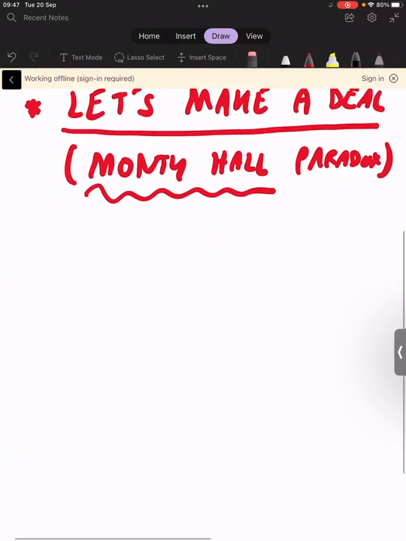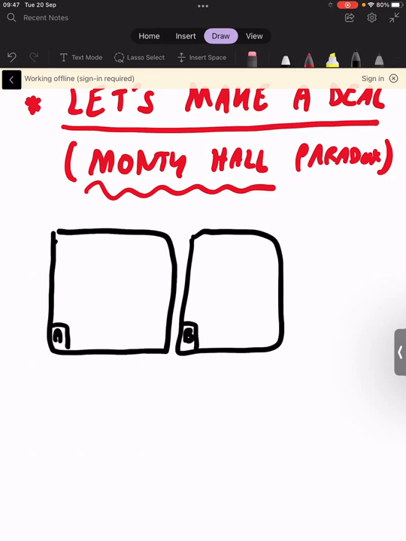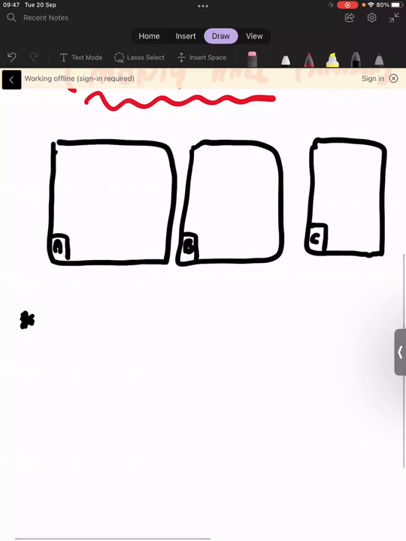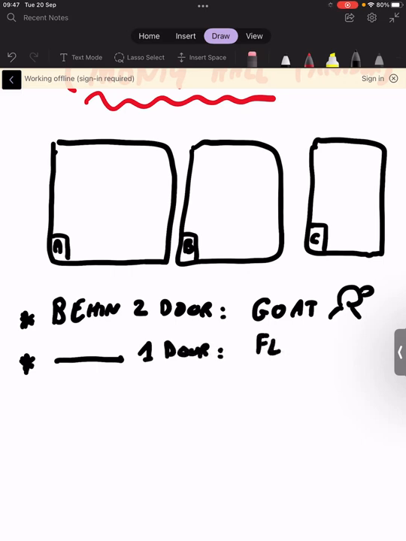What was the deal? The deal was that in this game there were three doors. The door A, the door B, and the door C. Behind two doors, there was a goat. So this was a losing door. And behind one door, there was a Ferrari. So this was a winning door.